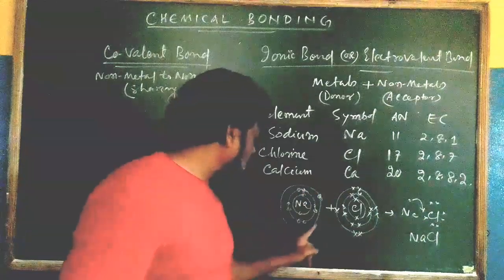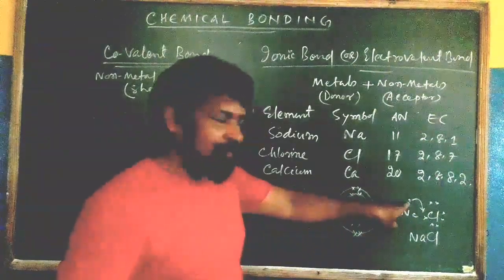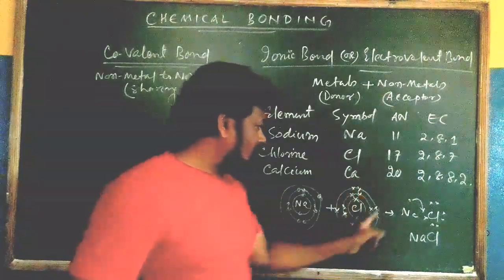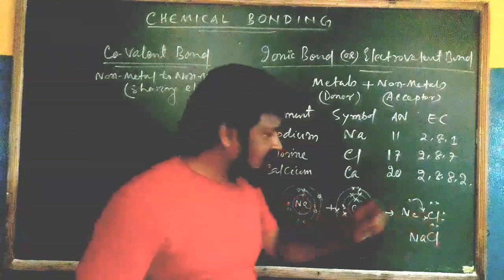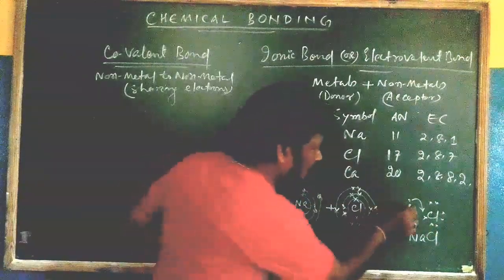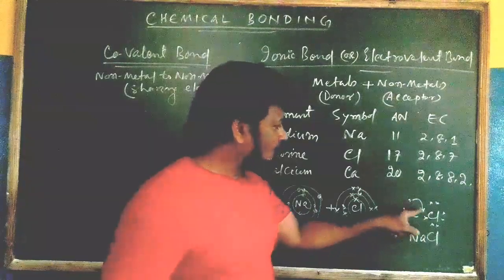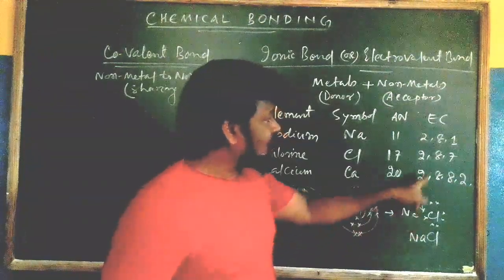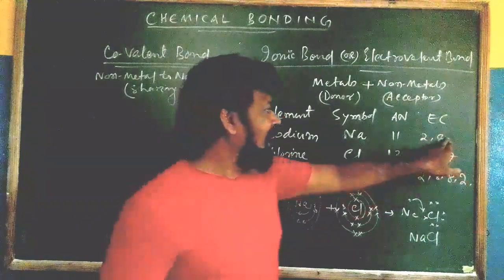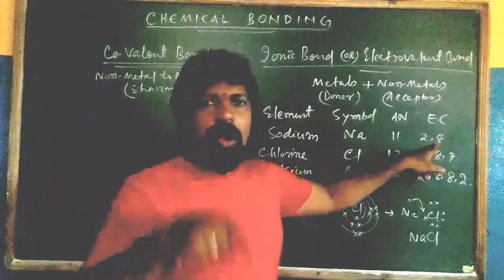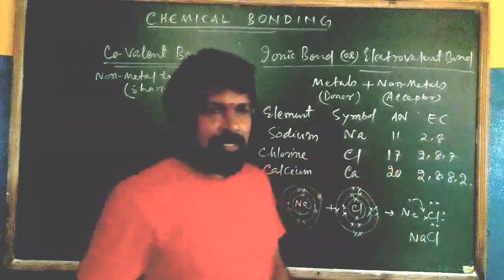The outermost orbit of sodium has only 1 electron. I have given here 1 dot. And the outermost orbit of chlorine has 7. I have given 1, 2, 3, 4, 5, 6, 7. Now what is happening here? Sodium is donating 1. The arrow mark represents donating. Once sodium donates the last electron, automatically this particular orbit disappears, and this one stands as its outermost orbit, and that orbit has 8 electrons. So now sodium is stable.